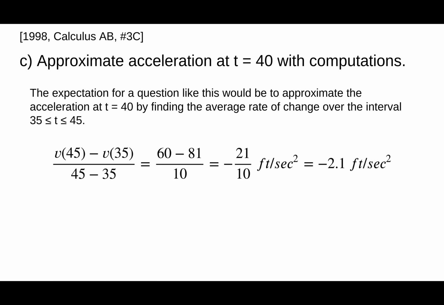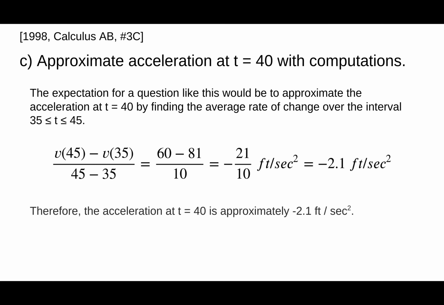So the approximate acceleration at t equals 40 would be negative 21 tenths feet per second. Or as a decimal, it is calculator active, negative 2.1 feet per second. So the approximate acceleration at t equals 40 would be negative 2.1 feet per second per second.